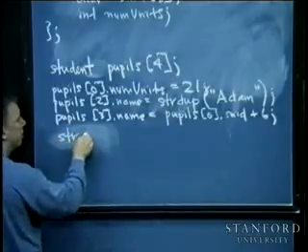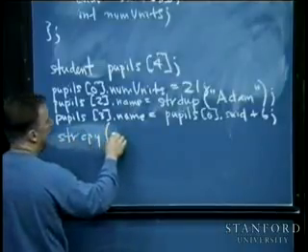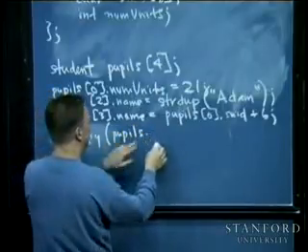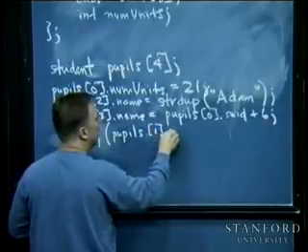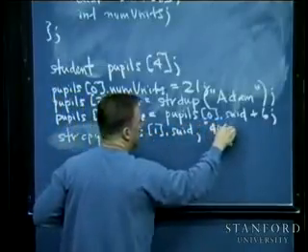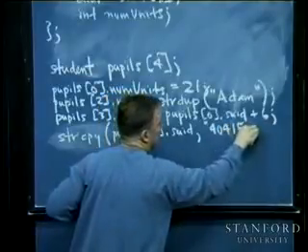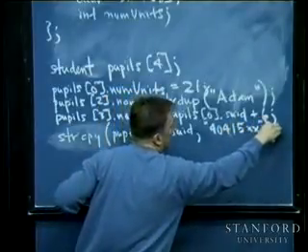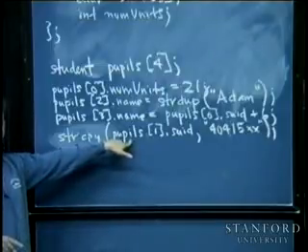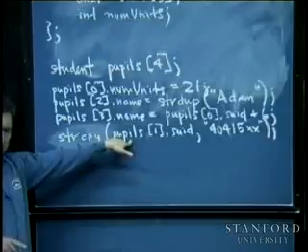strcpy, not strdup, of pupils of 1 dot suid, 40415xx, right there. strcpy is like strdup, except it doesn't actually allocate any memory. It assumes the address where you should copy the string is identified via the first argument.